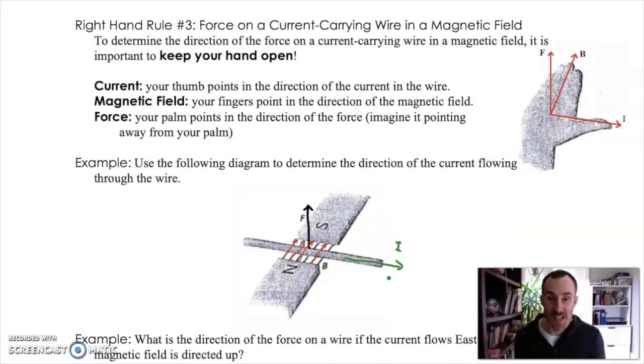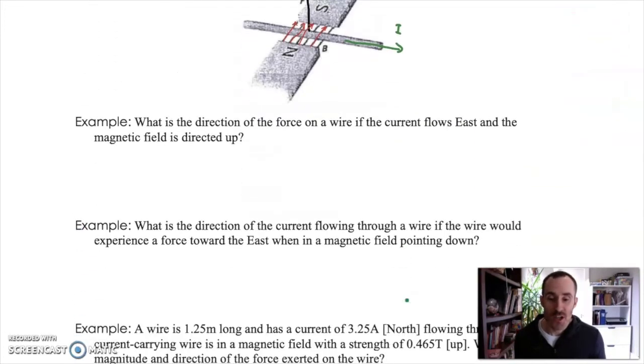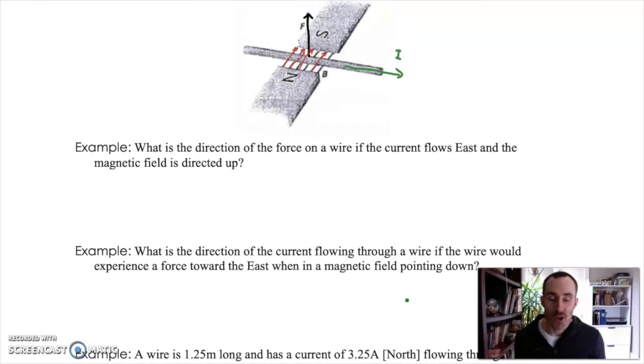Let's do a couple other examples here. So what is the direction of the force on a wire if the current flows east and the magnetic field is up? Okay, so for me, I'm going to point my thumb east to my right, and then the field is directed up, so my fingers should be pointing up. My palm is then pointing back at me, so that would be south. Okay, so my first example, south is the direction of the force.